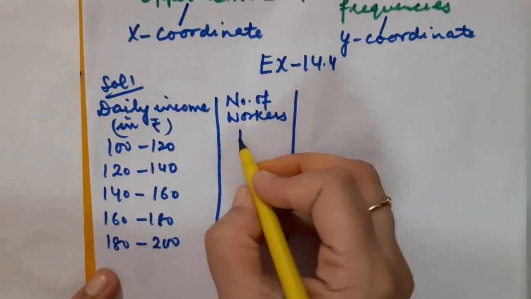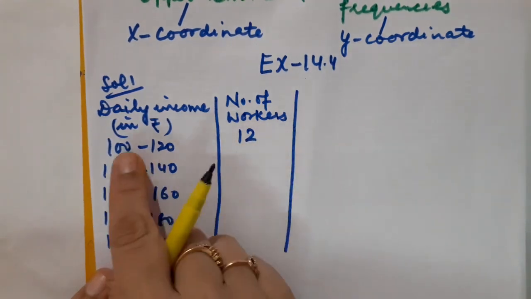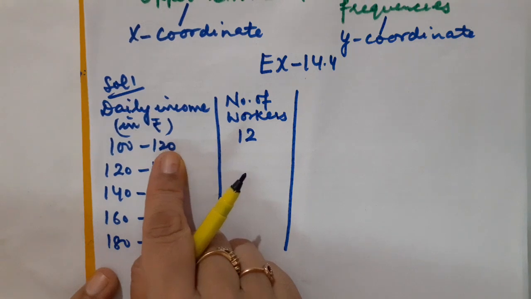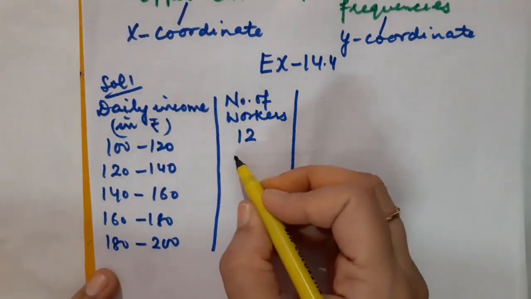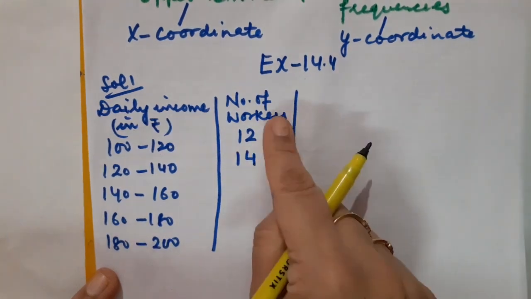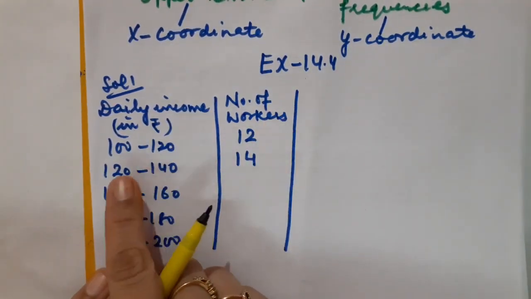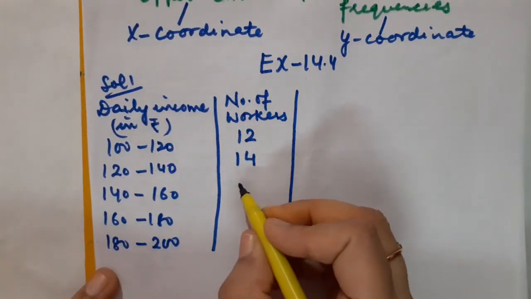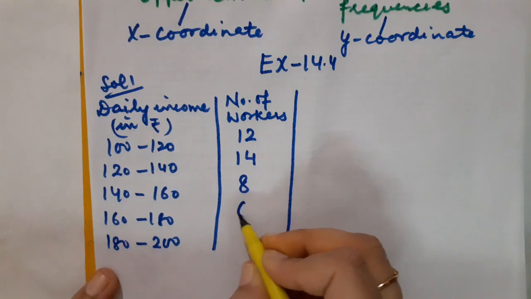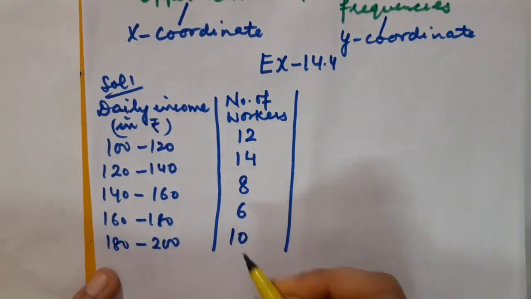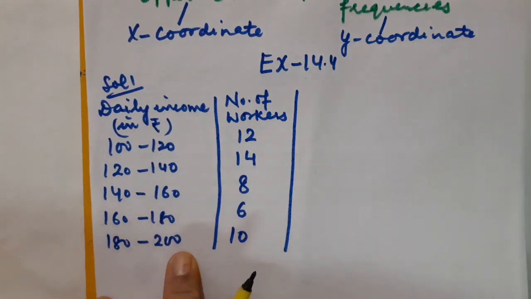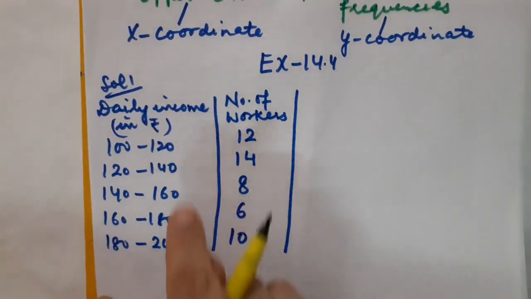So children, there are 12 workers whose daily wages are from rupees 100 to 120. It can never be equal to 120 as it is the upper limit. Correct? Now then there are 14 workers who are going to get the daily wage from 120 to 140. Then there are 8 workers, 6 workers, and at last there are 10 workers who are going to get from 180 to 200 as the daily income or the daily wage.